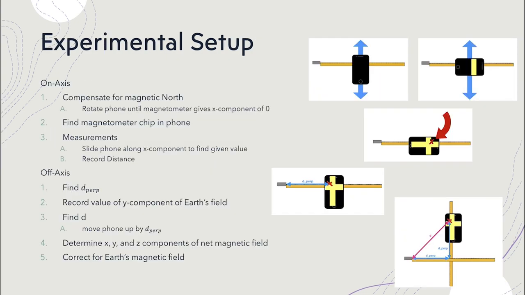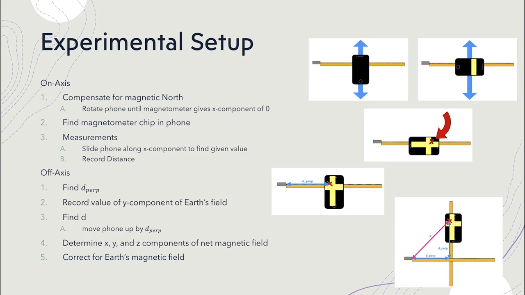So for the experimental setup for this lab, it was done in two parts, an on-axis part and an off-axis part. The first part was the on-axis part. First, we compensated for the magnetic north by rotating the phone until the magnetometer gave us an x component of 0. The second step we did was to find the magnetometer chip in the phone, and the final step was measurements. In this, we slid the phone along the x component to find a given value, and then we recorded that distance.